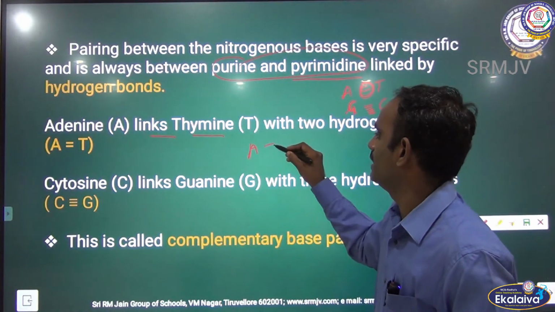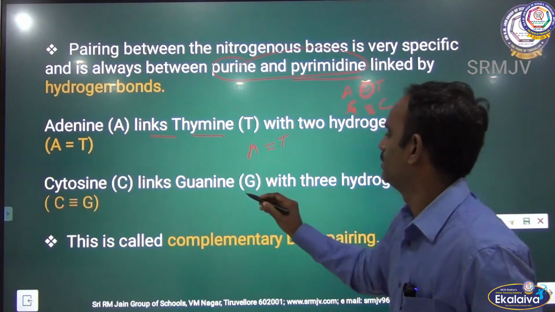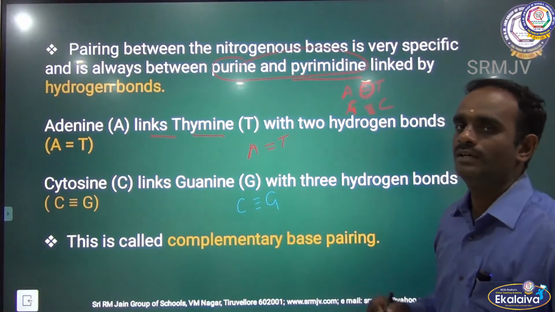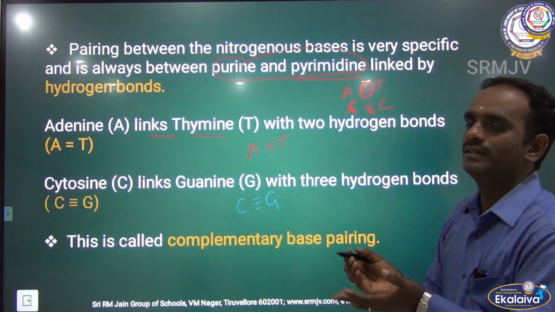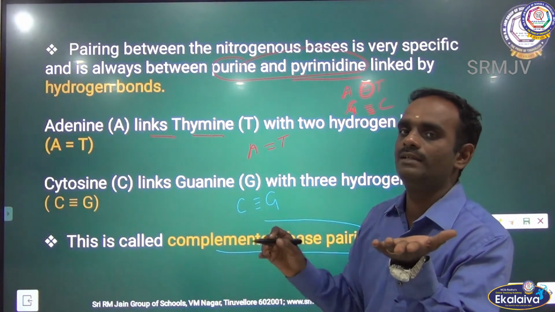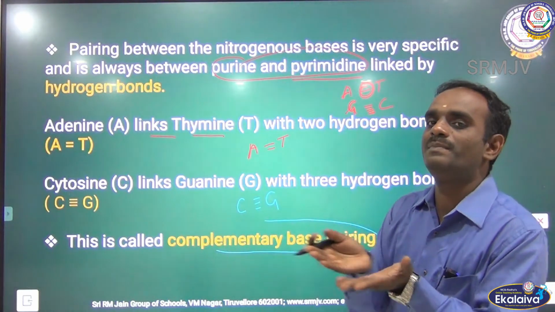See here, adenine links with thymine with 2 hydrogen bonds, and cytosine links with guanine with 3 hydrogen bonds. This bonding is called complementary base pairing. So adenine, thymine, guanine, cytosine, this pairing is called complementary base pairing.